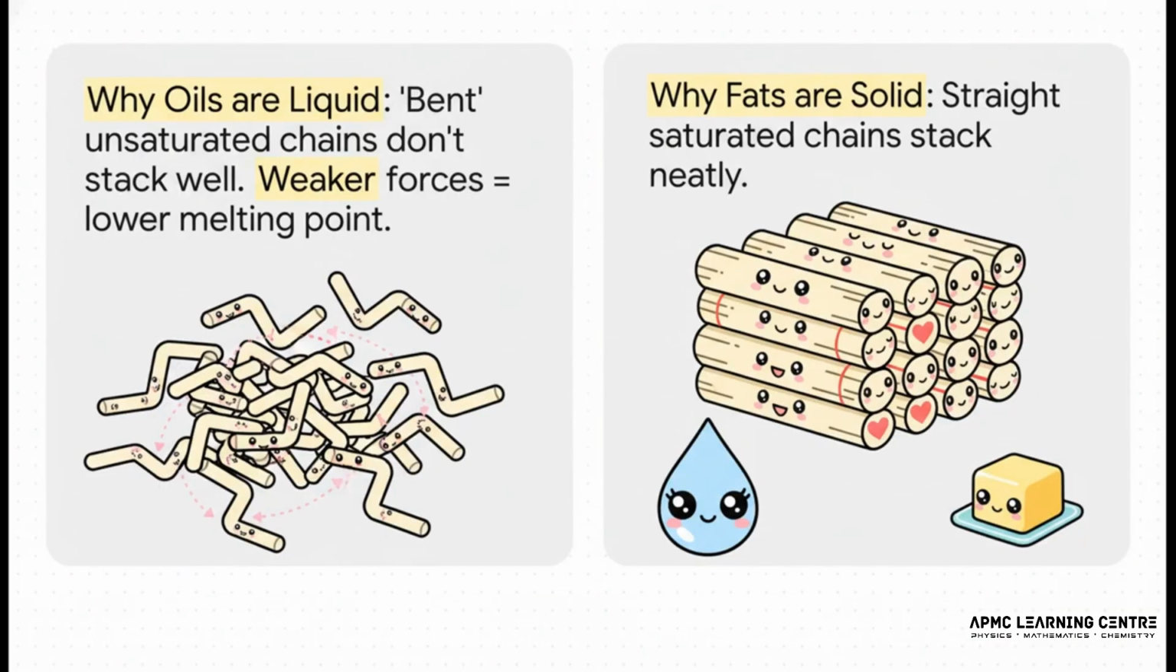So because those bent, unsaturated chains in oil can't pack together tightly, the forces between them are pretty weak. That's why oil is a liquid at room temperature. But the straight, saturated chains in fat, they can stack together really neatly, kind of like a pile of logs. This lets stronger forces develop between them, which gives them a higher melting point and makes them solid.